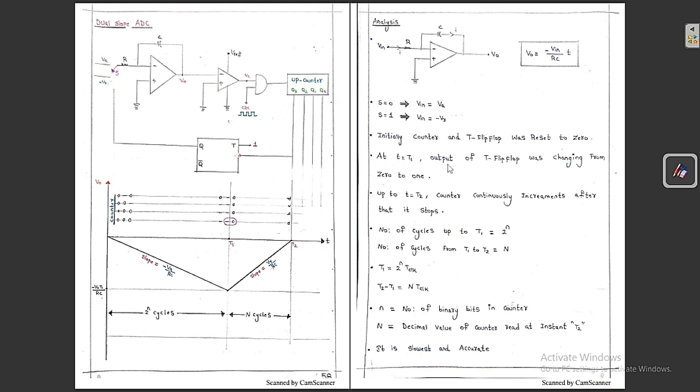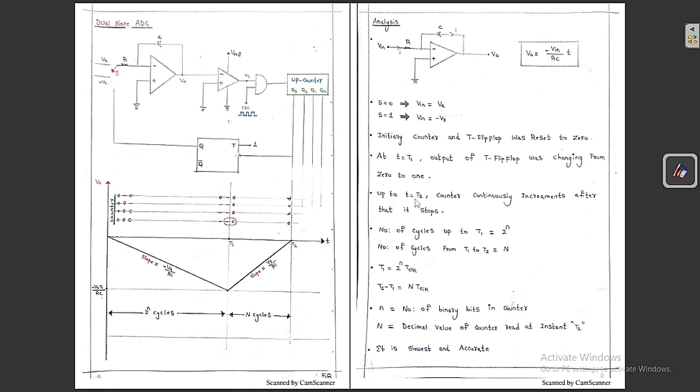At t equal to T1, the output of the T flip-flop was changing from 0 to 1. I have already told you, at t equal to T1, Q3 is changing from 1 to 0 means negative edge triggering. So negative edge triggering happens, therefore Q0 is going to change from 0 to 1.